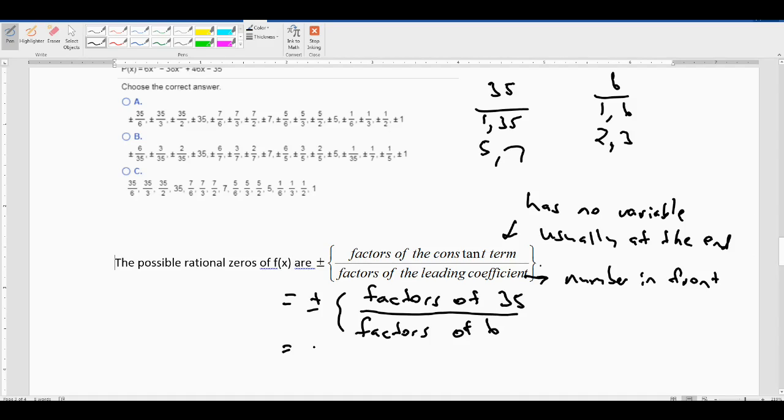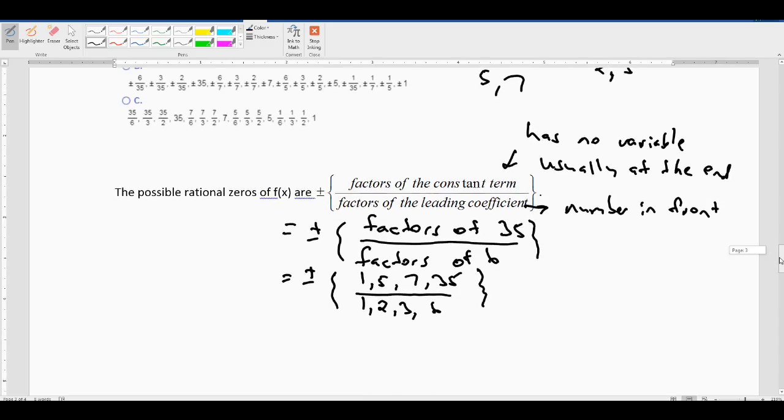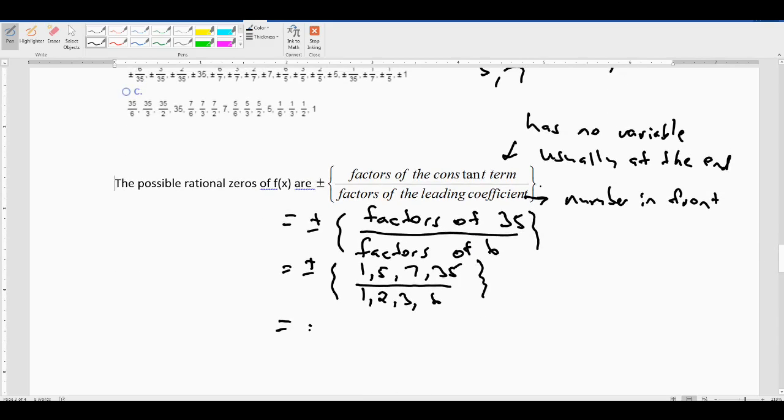So we're going to list all the possible arrangements of dividing out all those factors. So factors of 35 are 1, 5, 7, 35. Factors of 6 are 1, 2, 3, 6. If I leave that last bracket off, don't worry about it. It's not a big deal. So here we go.